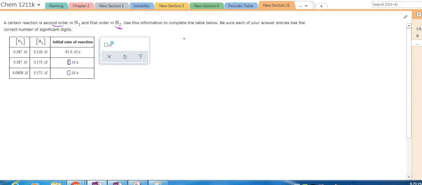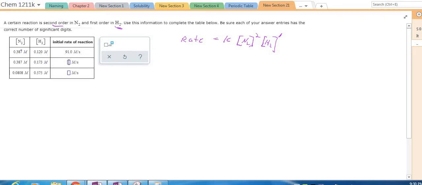Okay, so we know that this initial rate is going to equal some constant times the concentration of nitrogen, and that we're told is second order, so that's raised to the second power. Also times the concentration of H2, which is then raised to the first power. Alright, so use this information to answer these questions below here.